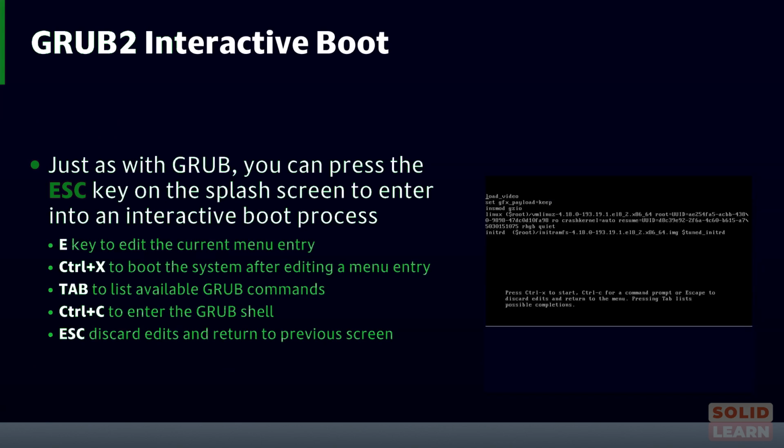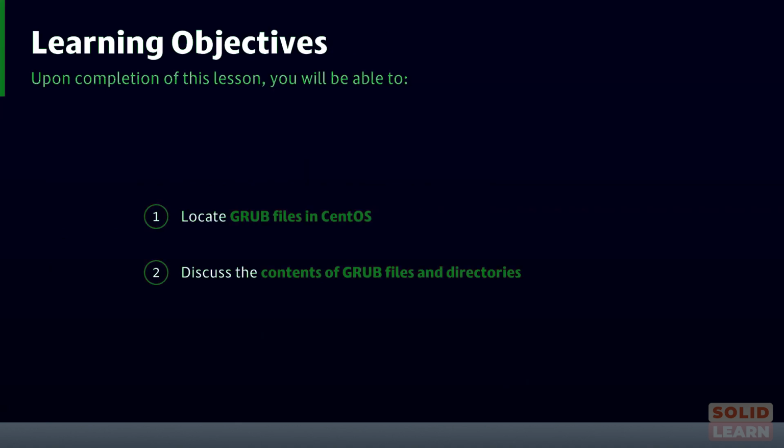Now, just like we saw, grub2 has an interactive boot. When you get to that splash screen, you can hit escape and get in and modify things as need be. You can see all those lovely commands that I've noted there. So go ahead, feel free to pause and read through those, but we're going to move on and get moving forward. So upon completion of today's lesson, you'll be able to locate the grub file, and we'll also discuss the contents of grub files and directories.